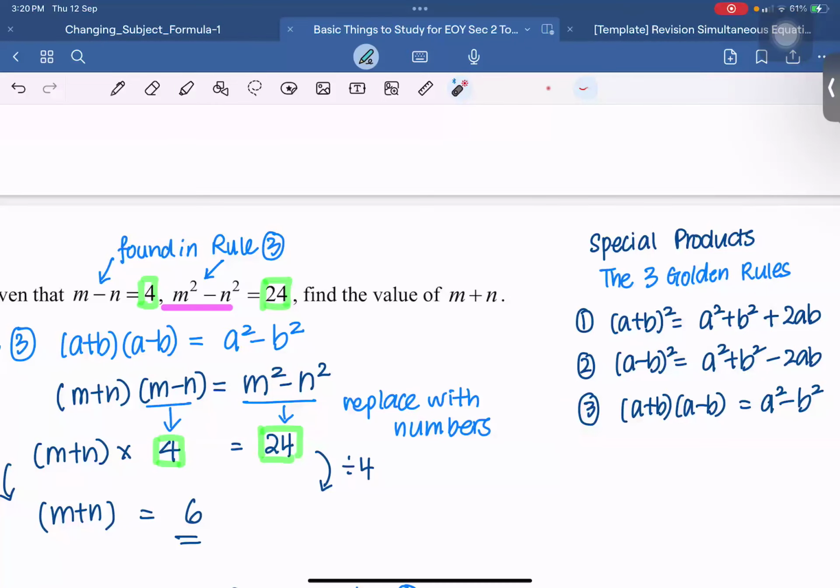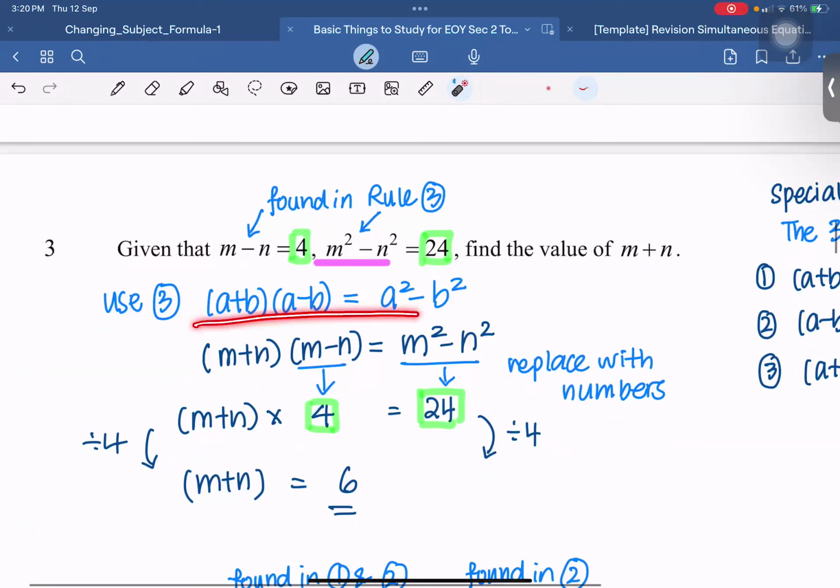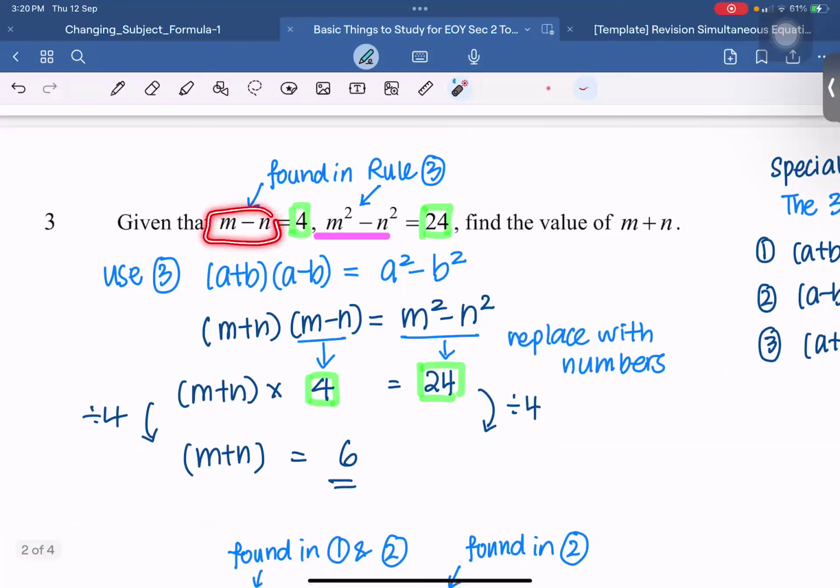So when it fits the third rule, I write down rule number 3 first. A plus b, a minus b equals a square minus b square. Then I plug the letters inside. I plug the one that they want inside. Oh, sorry, this one is this, and here and here. Okay, I put them inside. Then they give me numbers. After I write the rule, next step, replace the numbers.